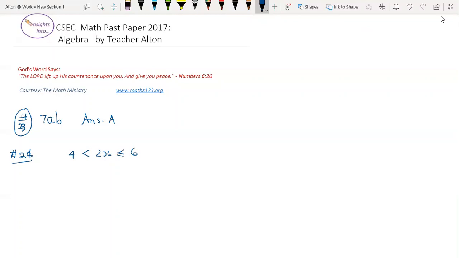And we need to rewrite this. Now, we notice that 2 can be divided throughout here. So we are trying to determine the value of x. When we divide throughout by 2, we notice that x is greater than 2 and less than or equal to 3. So it looks like answer A.